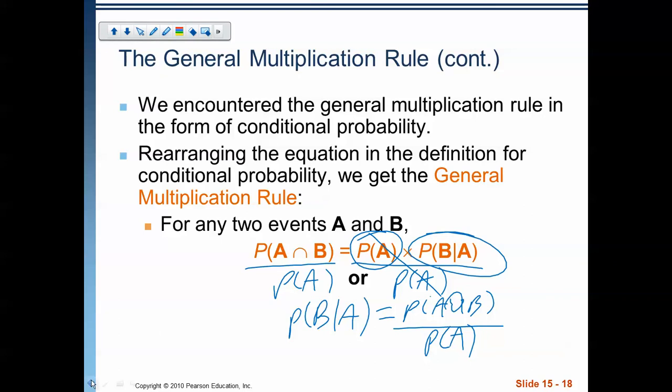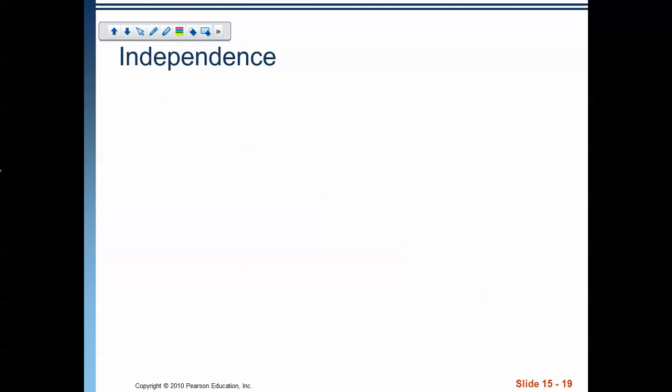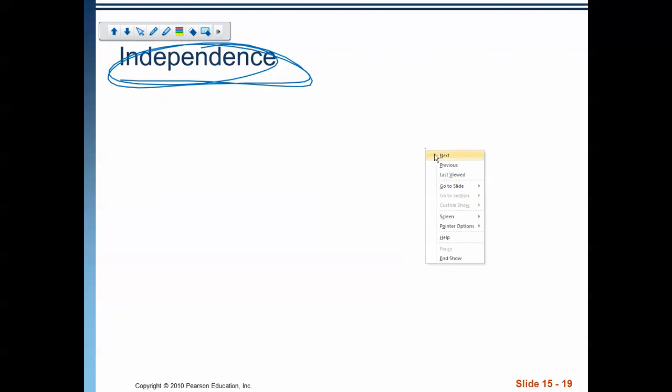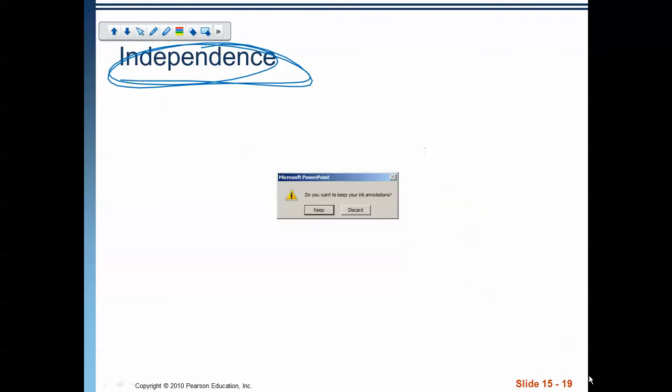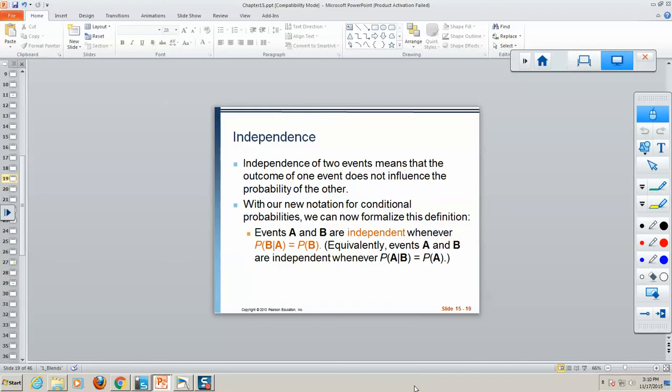Tomorrow we're going to talk about independence. What does it actually mean to be independent, and can we look at probabilities and find out if two things are independent? But that's tomorrow.